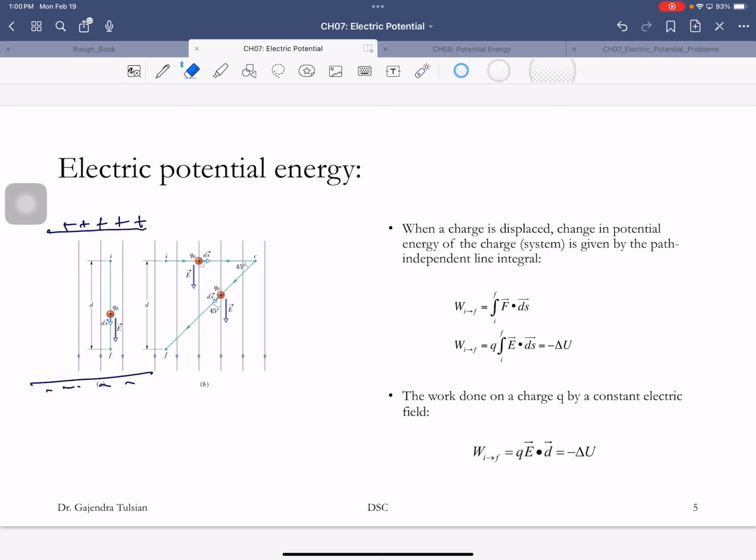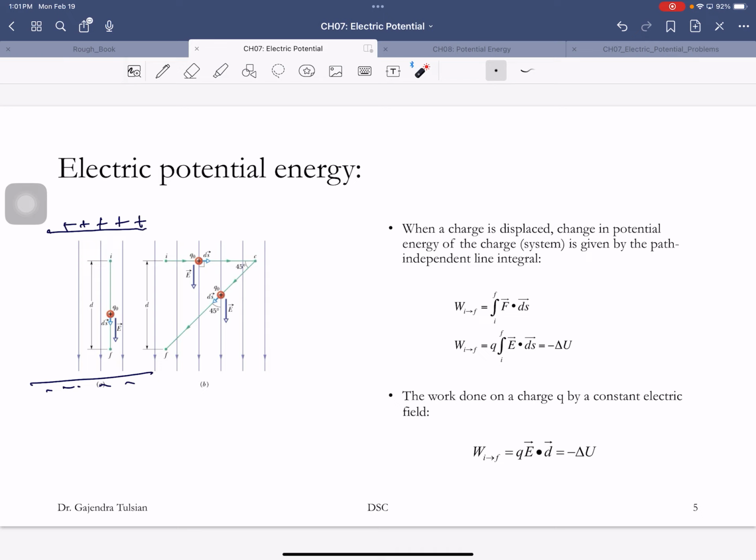Now we'll take a test charge Q naught, start here and go to the final point. We'll take two different paths: this path, and from the same initial point, this path to there. Since the electrostatic force is a conservative force, one of the definitions is that the work done is path independent.